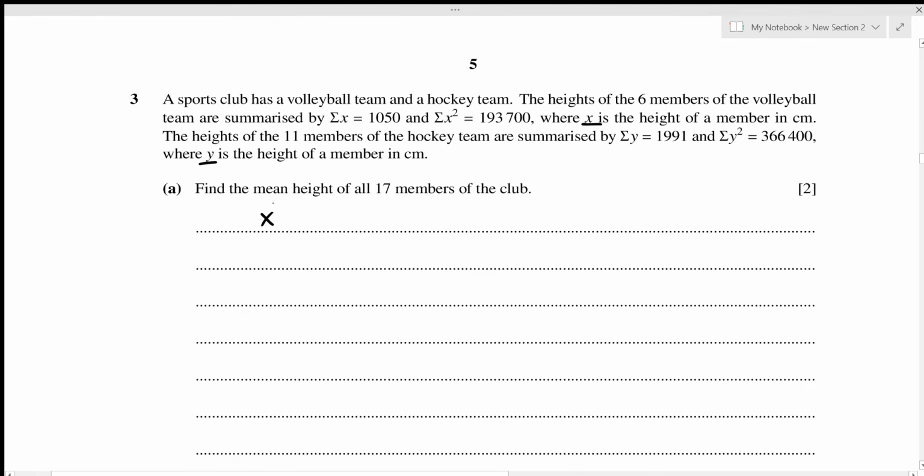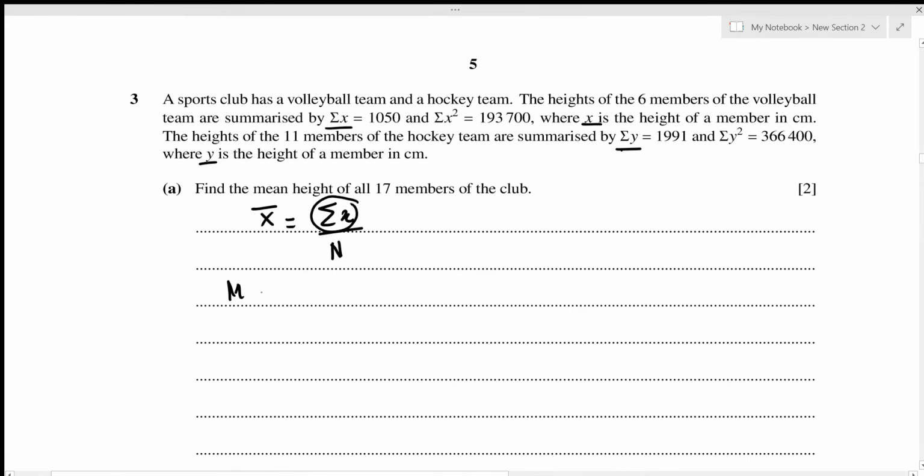We know the formula for mean is summation x divided by n, but in this case the summation x is broken down into 2 different parts. That's going to be summation x plus summation y, because we're considering the heights of all the players, which means that 6 players will be from the volleyball team, their heights represented by summation x, and the 11 members of the hockey team, whose heights are represented by summation y.